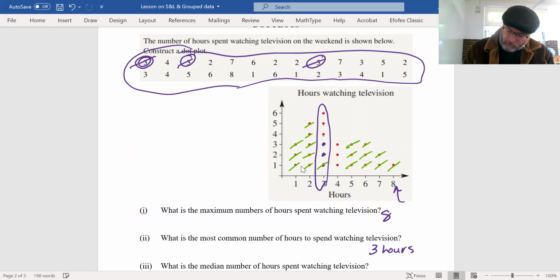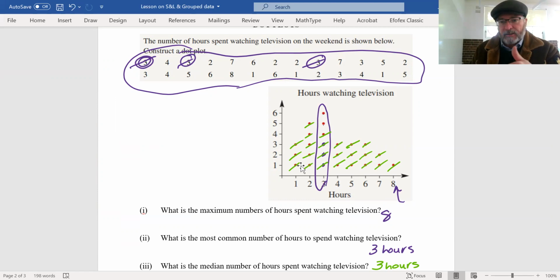3 with a 5, and a 3 with a 4, and a 3 with a 4, and a 3 crossing out with a 4. And so we've got 3 hours is in the middle. And when you average out a 3 and a 3, you get a 3. So the median number of hours was 3.